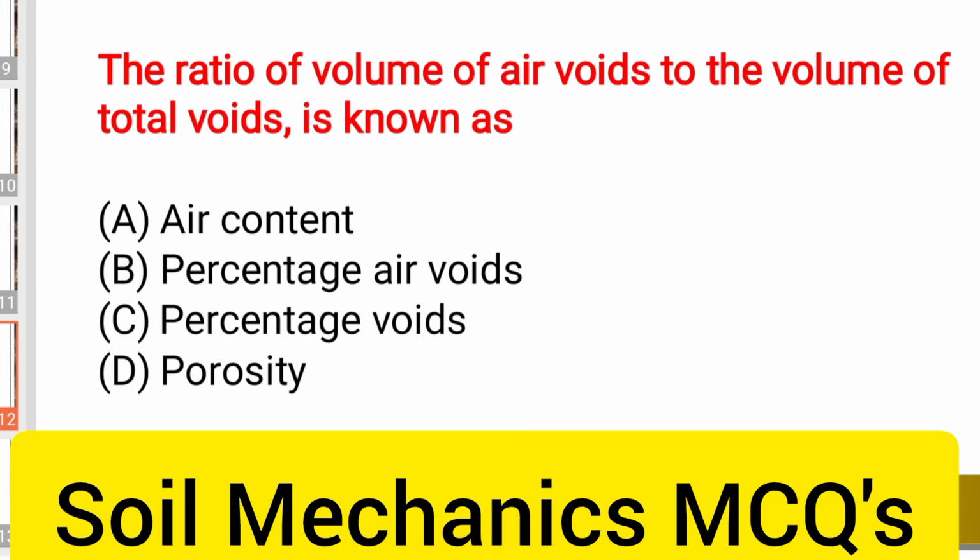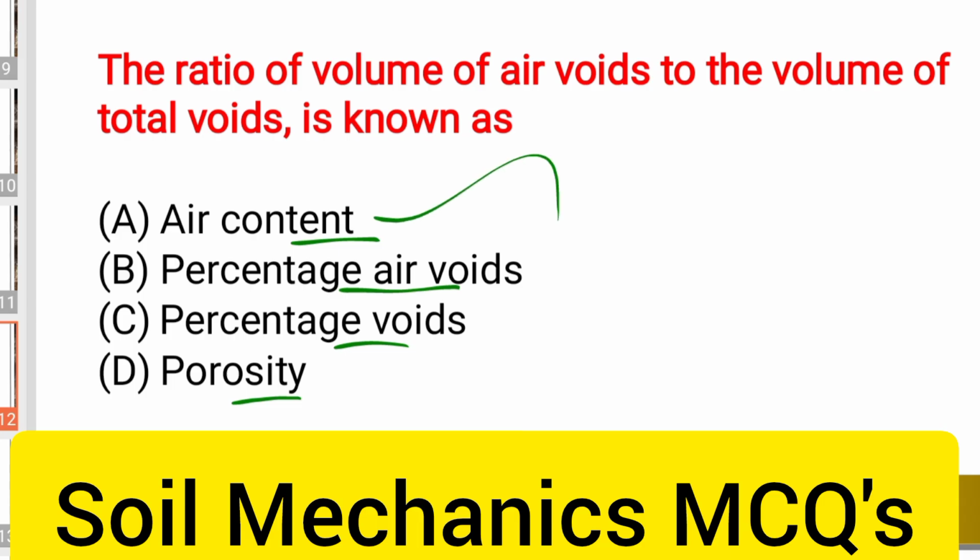So the first question: the ratio of the volume of air voids to the volume of total void is known as. Option A, air content; option B, percentage of air voids; option C, percentage of voids; option D, porosity. So the correct answer is option A, air content.